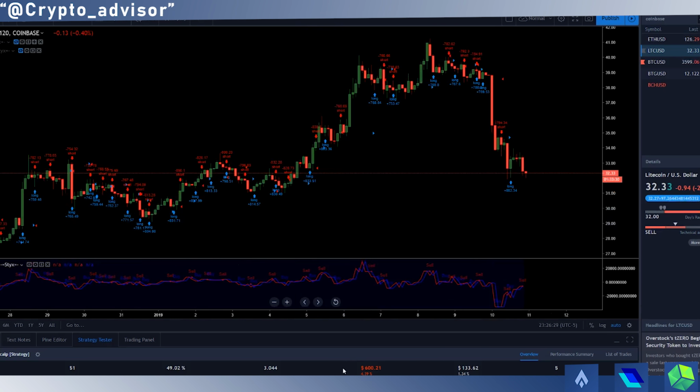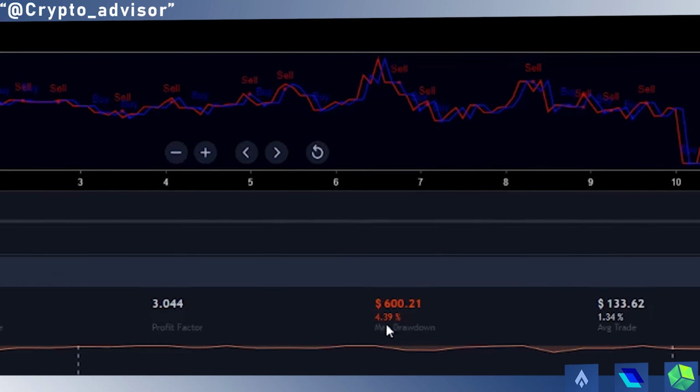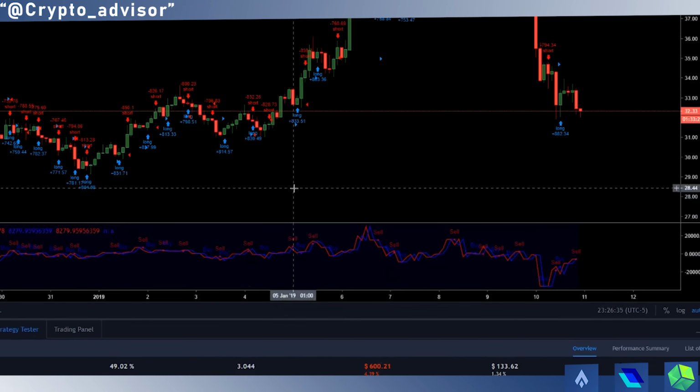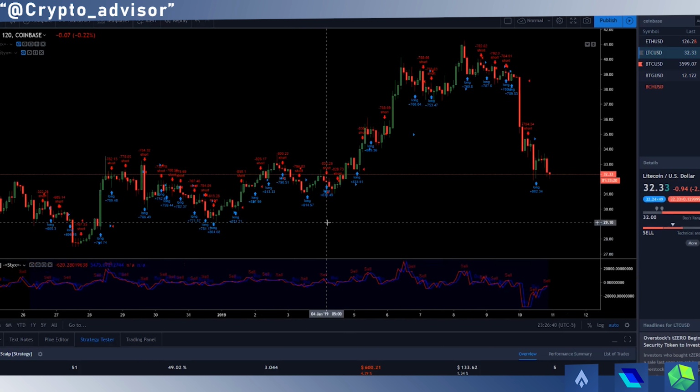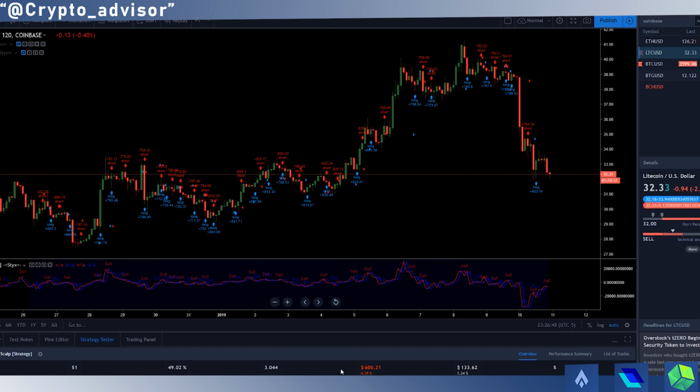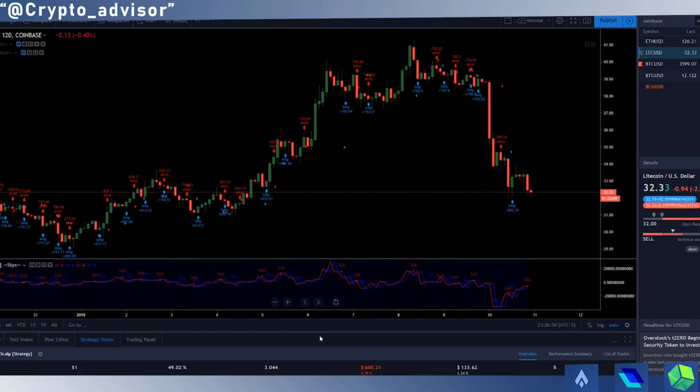One other thing I want to point out is that the max drawdown of 4.39% is still super low. Why that's good is because if you decide to trade the script with leverage, for example 5x leverage, then the max drawdown would also be multiplied by 5x. So we are maintaining a low max drawdown. You would only have a drawdown of 20% with 5x leverage, which would still be very, very profitable.